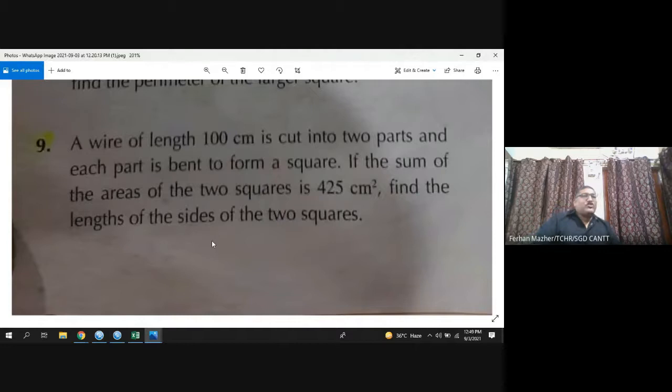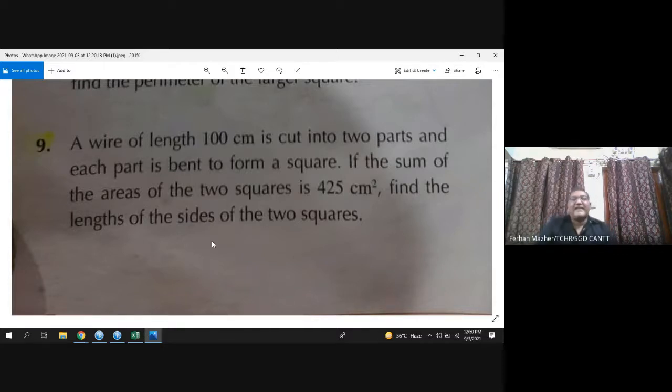Okay. The next question coming up on your screen is question number 9. This is exercise 1D of the D3. The subject we are studying is mathematics. We call it D Maths 4024. Question number 9, a story sum on the quadratic equation. A wire of length 100 centimeter is cut into two parts, and each part is bent to form a square. If the sum of the areas of the two squares is 425 centimeters square, find the length of the sides of the two squares.